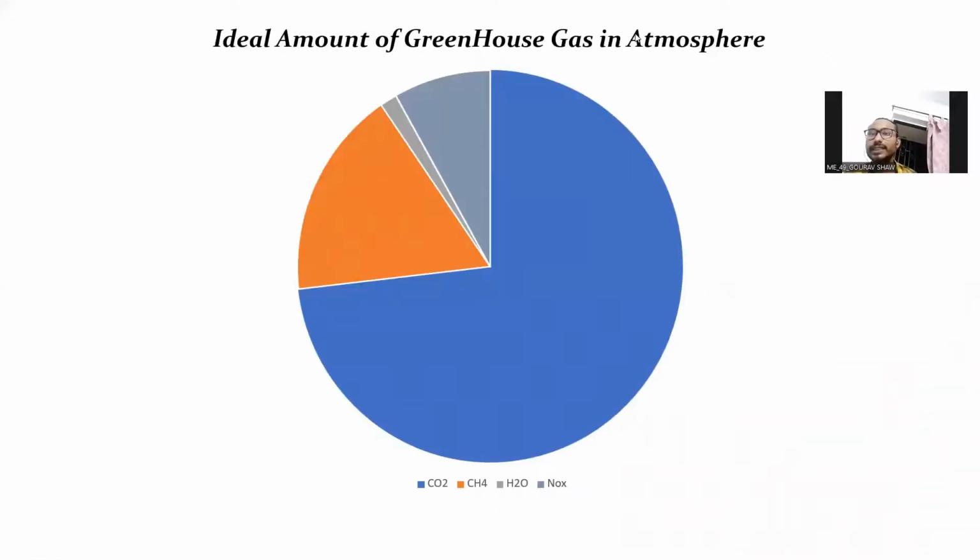Here we see a pie chart about the amount of greenhouse gas in the atmosphere. Carbon dioxide is present at almost 74% in the atmosphere, so the main responsible greenhouse gas is carbon dioxide. After carbon dioxide, methane is present at almost 16%, nitrous oxide almost 10%, and at least 8% is water vapor.